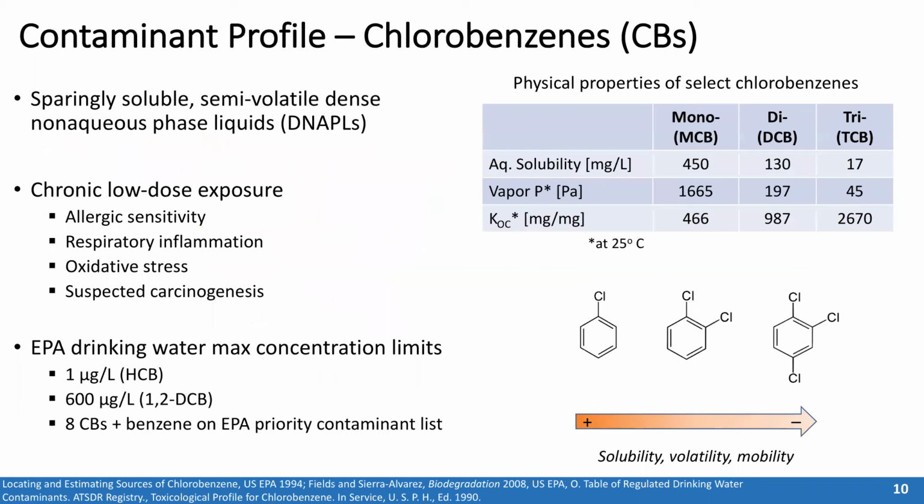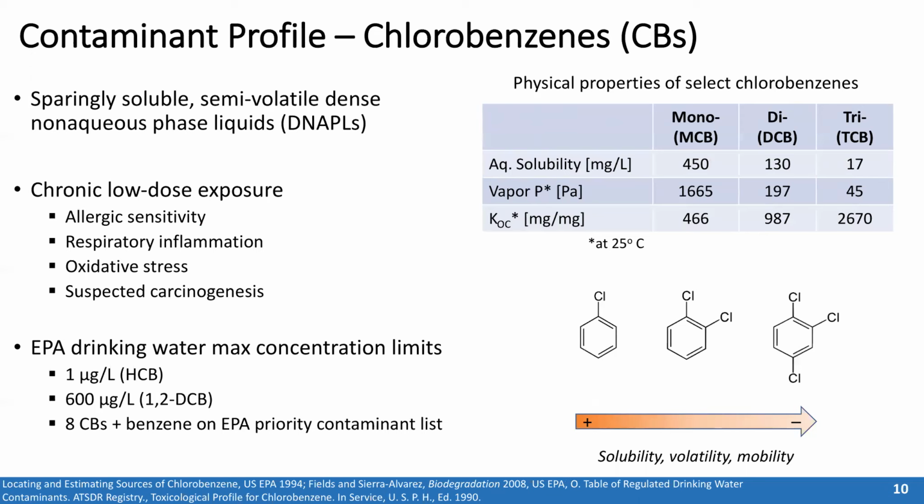So we're looking at chlorinated benzene compounds. These compounds are sometimes called semi-volatile compounds because some of them are volatile, but they also are dense non-aqueous phase liquid. Their densities are greater than water, so they'll sink when released to the environment. Some of the health effects at low dose exposures: there's allergic sensitivity, there can be respiratory inflammation, oxidative stress, and suspected carcinogens. And so EPA does have some drinking water limits for some of these compounds, a microgram per liter for hexachlorobenzene, 600 micrograms per liter for 1,2-dichlorobenzene, and a lot of these compounds are on EPA's priority contaminant list.